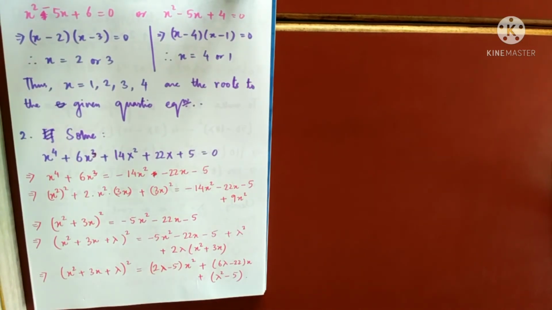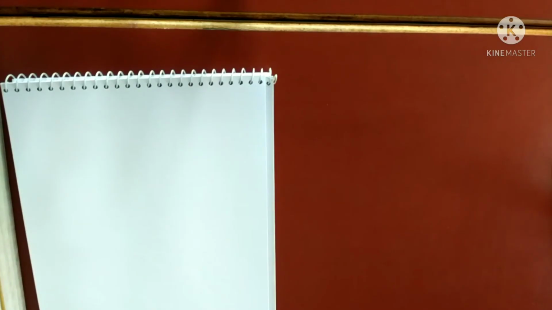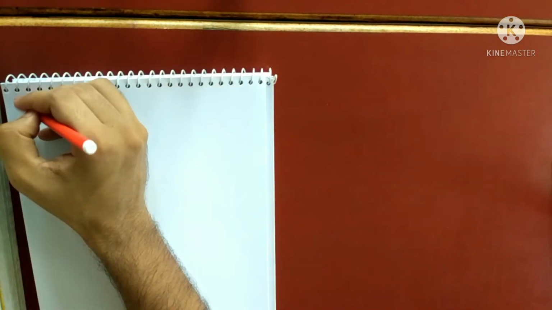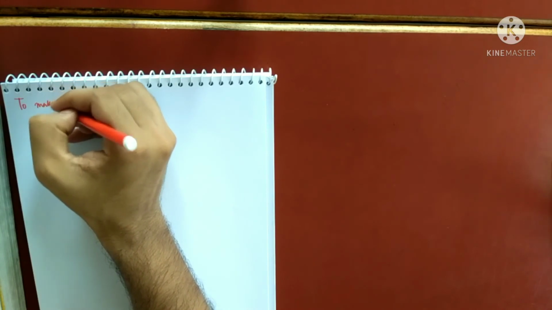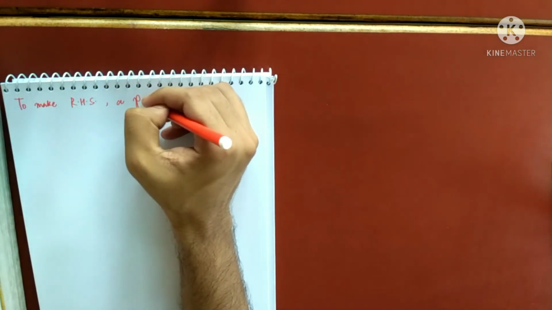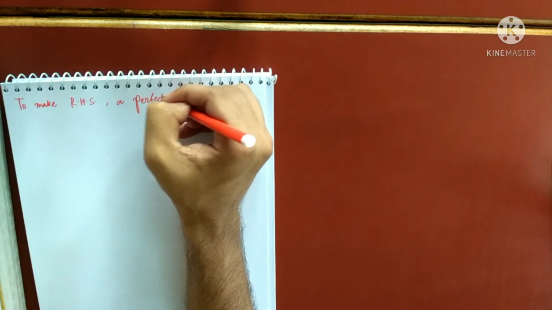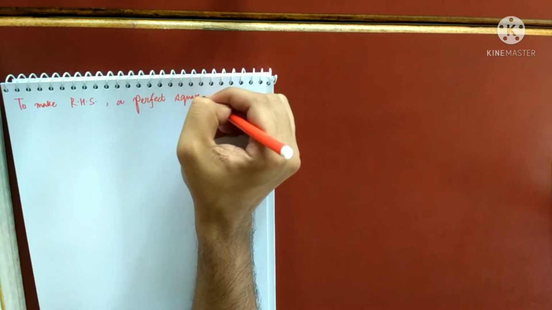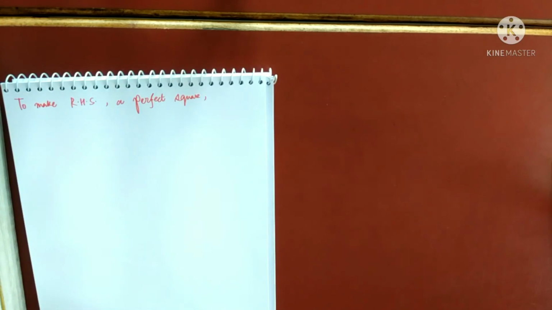So you know the rule. To make right hand side a perfect square, b square minus 4ac must be equal to 0. So I will exactly write that down. So to make RHS a perfect square, what I want, b square minus 4ac equals to 0.